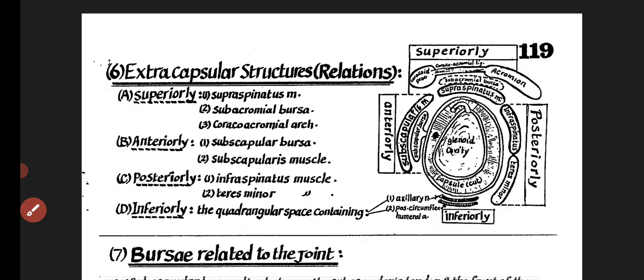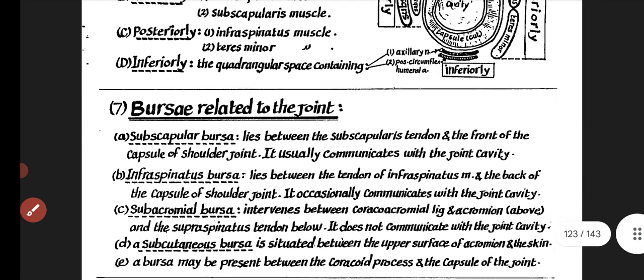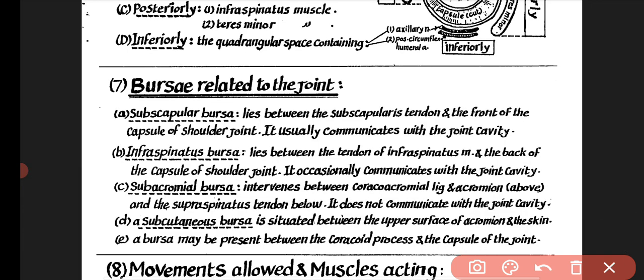Okay. Now the bursae related to the joint. There are 5 bursae: subscapular bursa, infraspinatus bursa, subacromial bursa, and subcutaneous bursa. Also, there may be a bursa present between the coracoid process and the capsule of the joint.